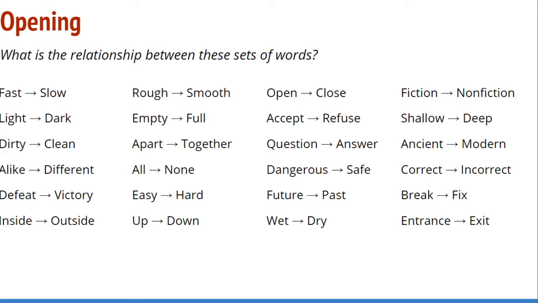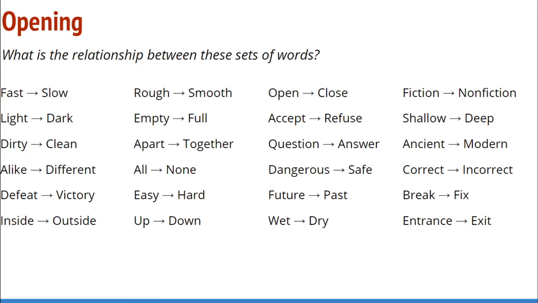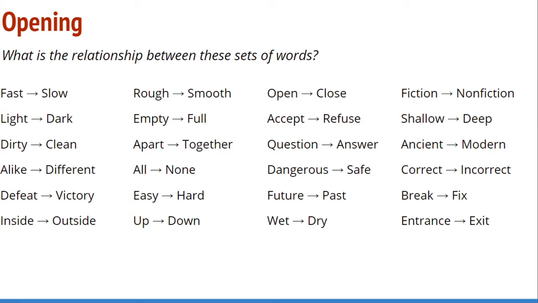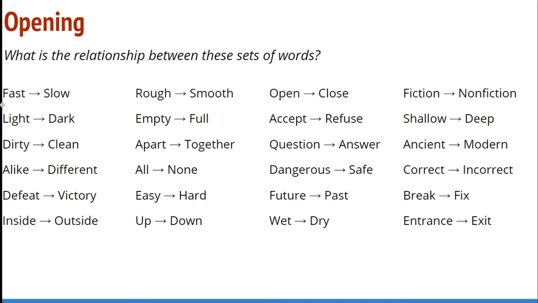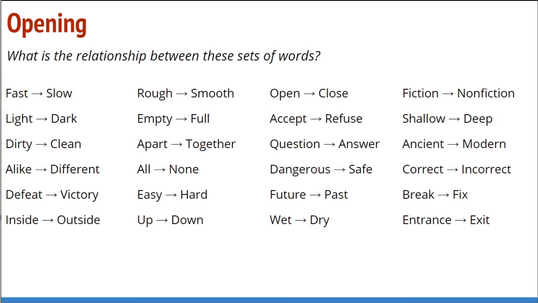And hopefully you looked at these words and realized that these are all opposites. So fast and slow are opposites with each other. Light and dark are opposites with each other. Dirty and clean are opposites, alike and different. So what we have here are pairs of opposites.